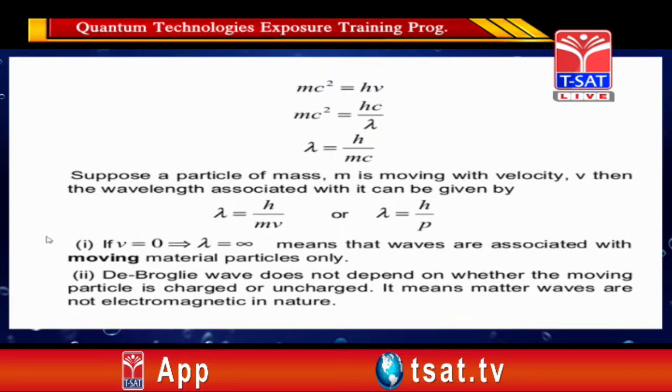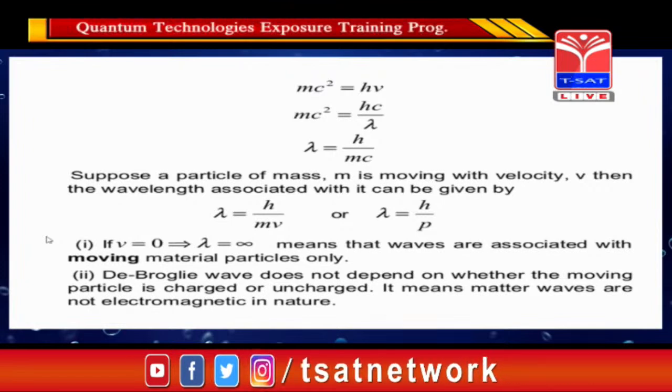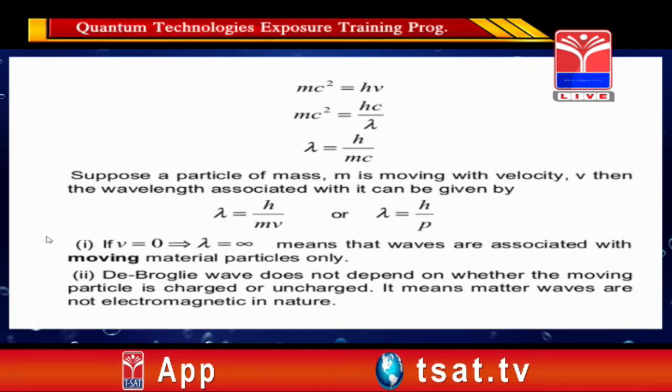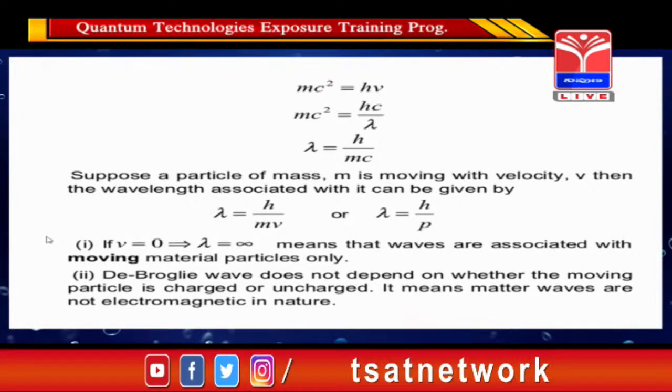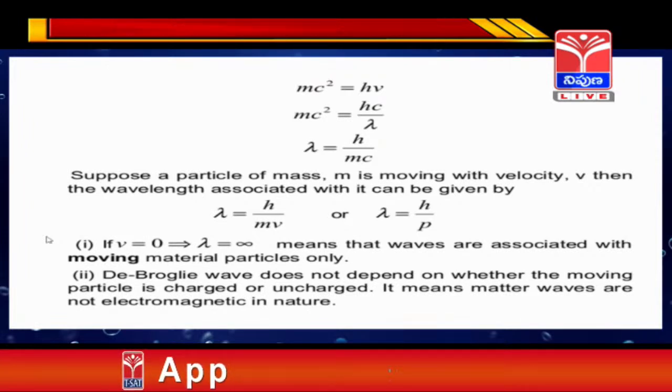Then this lambda is very big. In fact, it's infinity. So that means frequency is tending to zero. Therefore waves can only be associated with moving particles. Only then can we have a finite lambda, that is a finite wavelength.